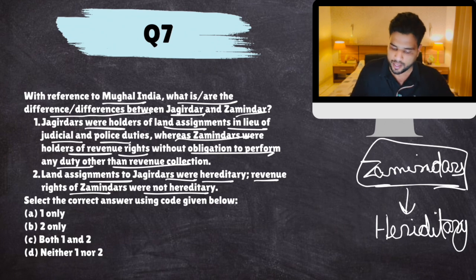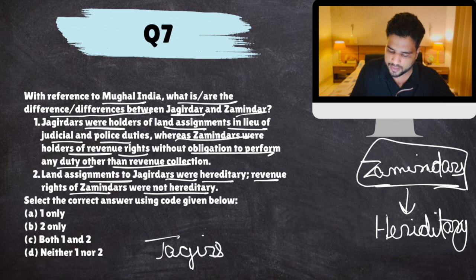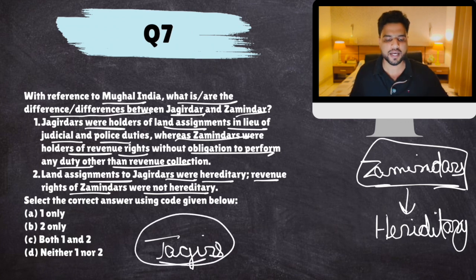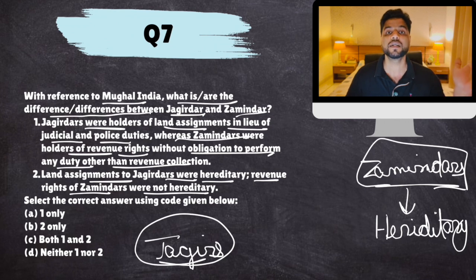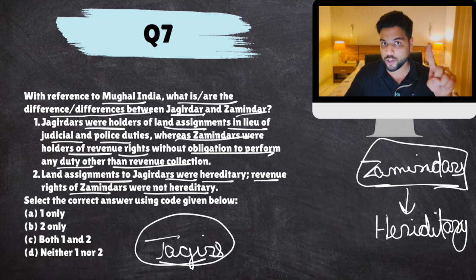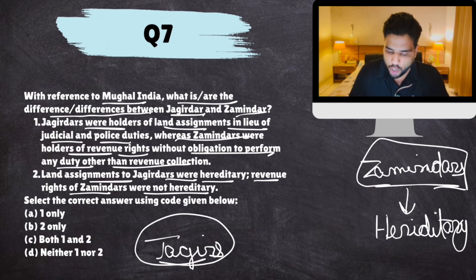You understand? Whereas Jagirs were salaries. Jagirs were given to Mansabdars also. So they were Jagirdars of that particular Jagir, and their job was to collect revenue for their salary. That's it. They had no judicial functions, no police functions, nothing of that sort. And you remember we talked about this: Mansabdars' Jagirs were not hereditary. So it's the opposite.